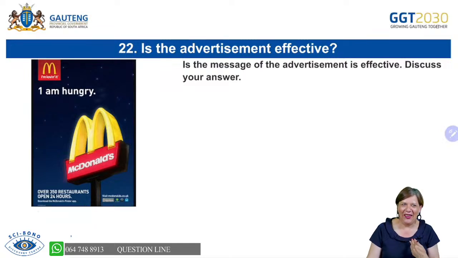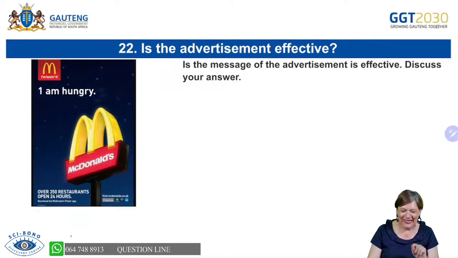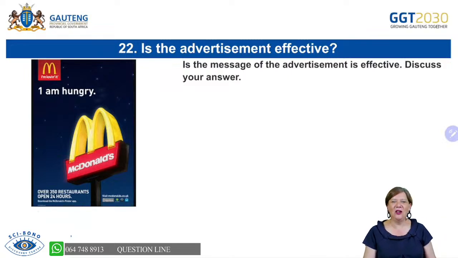The first time I read it, it says, I am hungry. But it's actually a 1, it's not an I, is it? It's 1 a.m. hungry. Can you see how brilliant that is? Now, obviously, if you read further, you can see here it says over 350 restaurants open 24 hours. So if you are hungry at 1 a.m., this is a place to go to. Or whether you are just hungry, this is a place to go to.